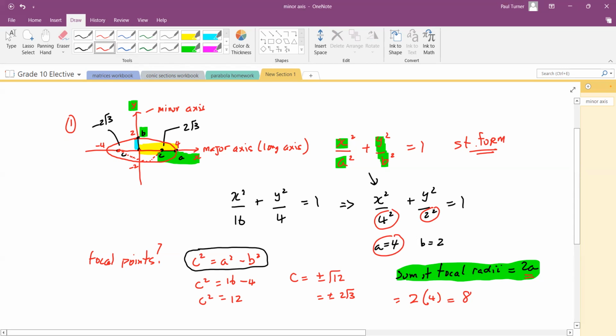So if you wanted to add up this red line, any point on the graph to there, the sum would be 8. So this could be 6 and 2, 3 and 5, for example. Anything that adds up to 8 as an example, but it's a constant number. So that number doesn't change for this whole picture. So wherever you are on the graph, you still get 8 for the sum of those two radii.